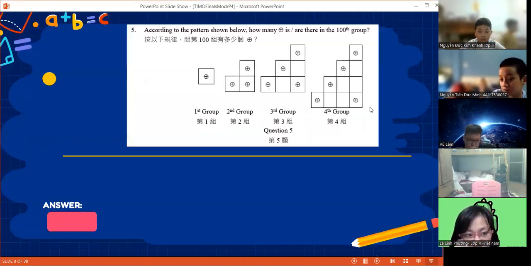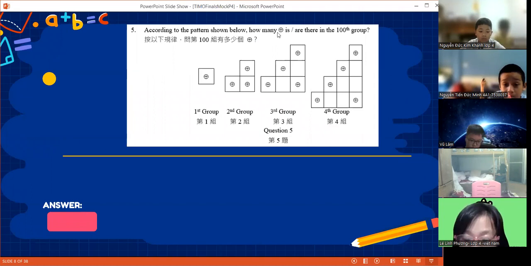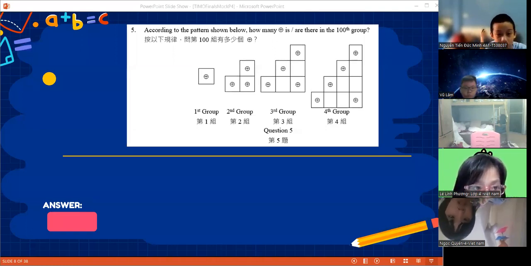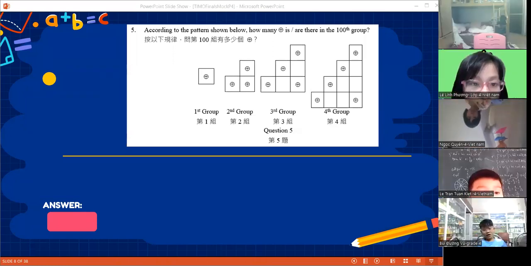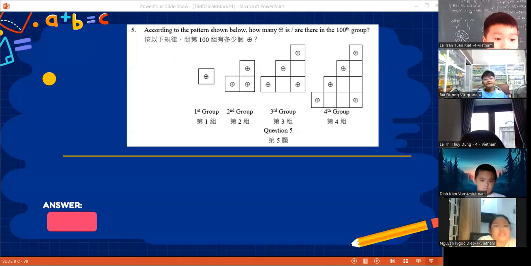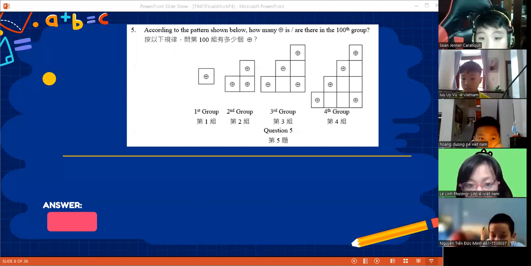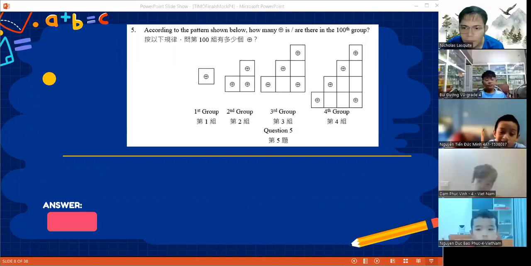Okay. Let's answer number 5. According to the pattern shown below, how many of this symbol are found in the 100th group? 101. Says here 100th group. Okay, what's your answer? 101. Okay, you can put it on the chat box. Okay, I will lower the hands because it's kind of annoying. Okay, so 101, very good.